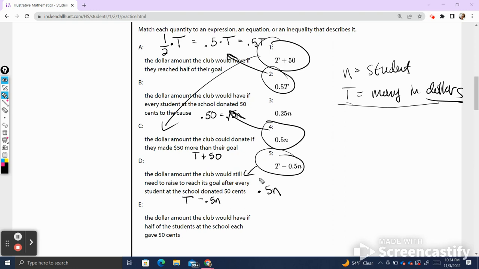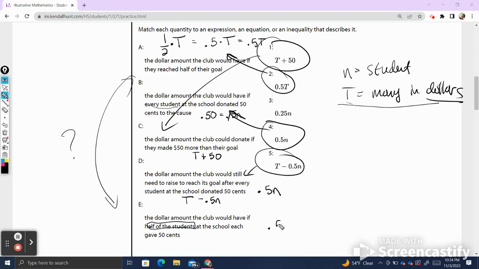E says the dollar amount the club would have if half the students at the school each gave 50 cents. We have to go ahead and re-look at our answer. So I paused there because I was like, what is the difference between B and E? So I had to double check. B says the dollar amount the club would have if every student donated 50 cents. This one says the dollar amount the club would have if half of the students donated. So not all of the students will be donating.